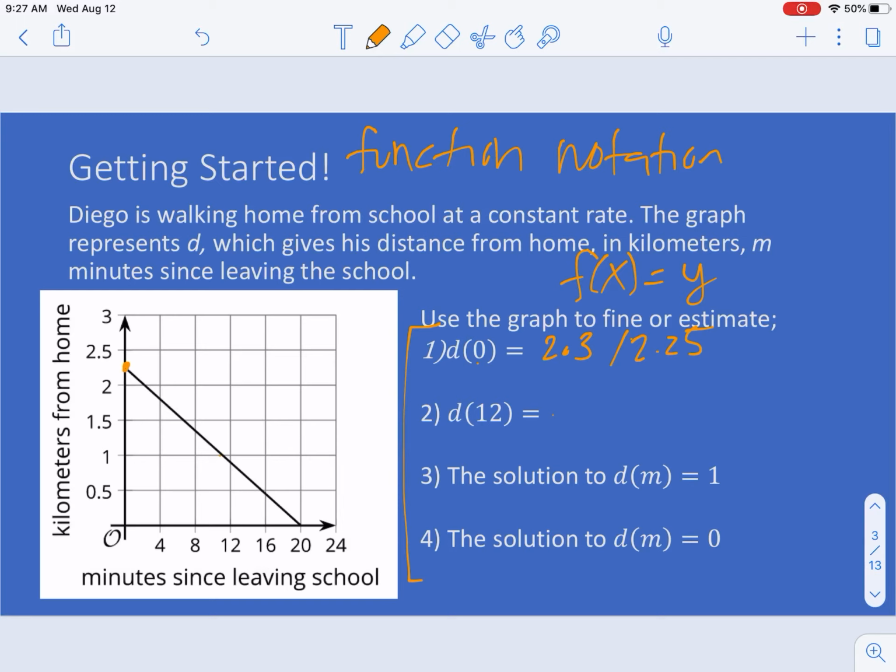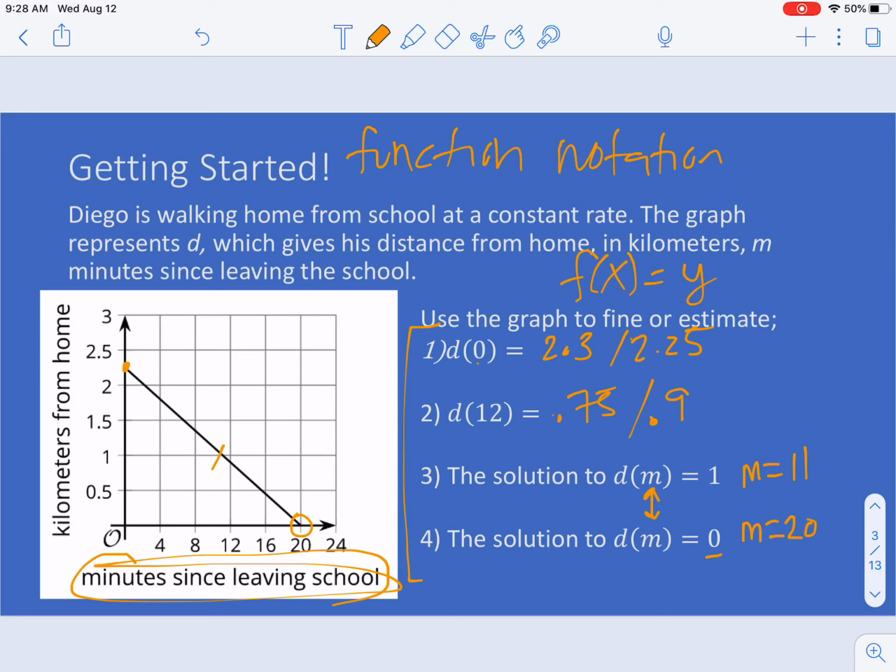The next one was a d of 12, so we can come up and we can figure out the d of 12. We said that that was approximately 0.75 or approximately 0.9. These two down here, we're actually finding what's inside the parentheses. It's labeling it as m because it's minutes, but we know that that is the x value for this. So we're going to go ahead and we're going to find that y value. Well, where the y value is 1, is right there, slightly less than 12. So we said m was equal to 11. Same thing here. We want to know when the y is 0. Well, that's right here. M is equal to 20.